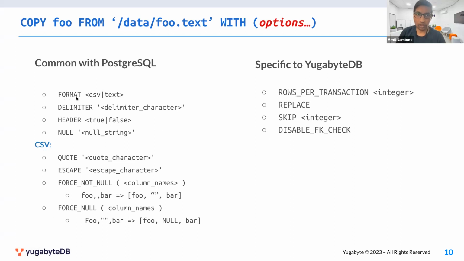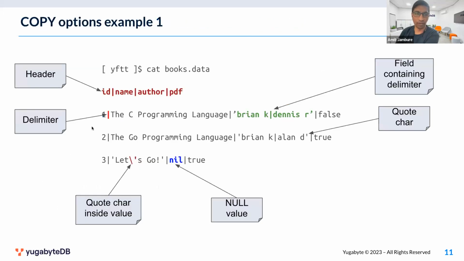So the simplest option is the one that tells what the format of this file is. Because the copy command supports 2 formats, CSV and text, you can specify the format of this file using the format option. The default value is text, and that's why in the earlier example we didn't provide any, because our file was also in text format. But if you are importing a CSV file, you will have to mention the format CSV option.